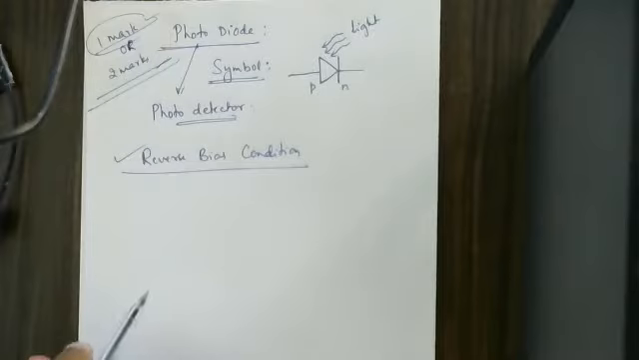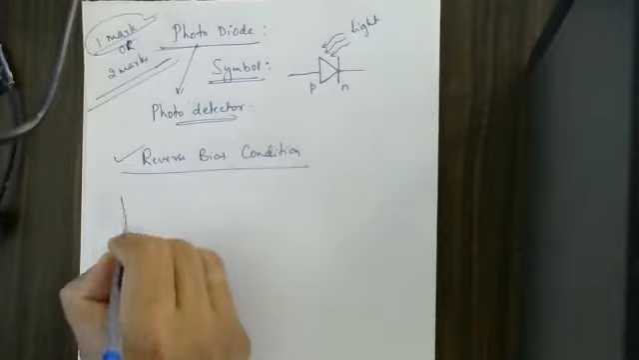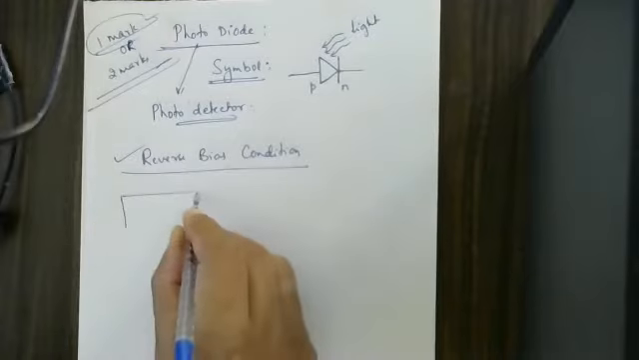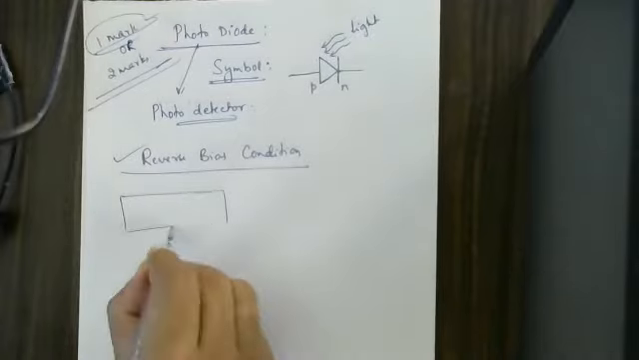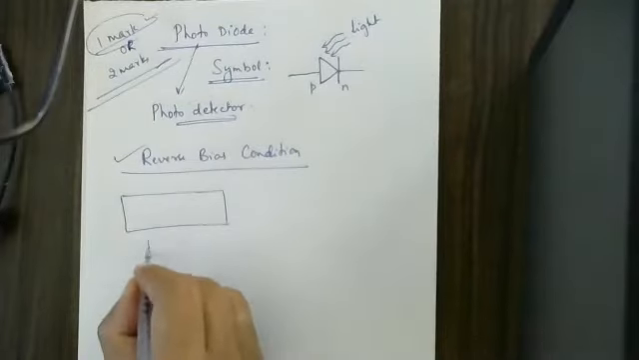Principle, working and other things. A very easy concept, just understand it. I will consider a PN junction here. This is the PN junction. Already you are aware of that. P variety is there, N variety is there.